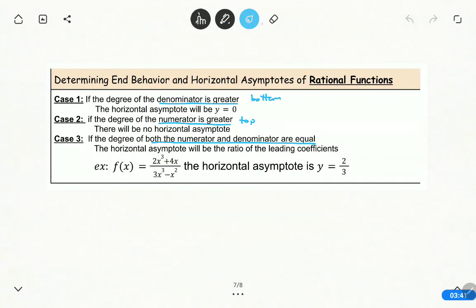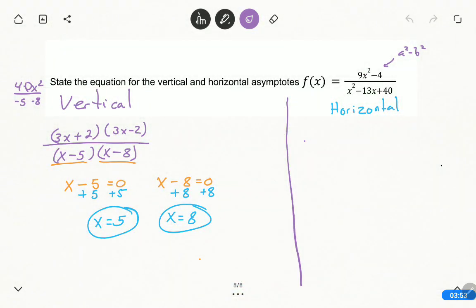So according to case 3, the horizontal asymptote will be a ratio of the leading coefficients. So it's going to be y equals the ratio of leading coefficients. So it's going to be y equals, leading coefficient on top is 9. And since there isn't a leading coefficient on the bottom, it can be implied to be 1. So 9 over 1, which means the horizontal asymptote is 9. And there we go.